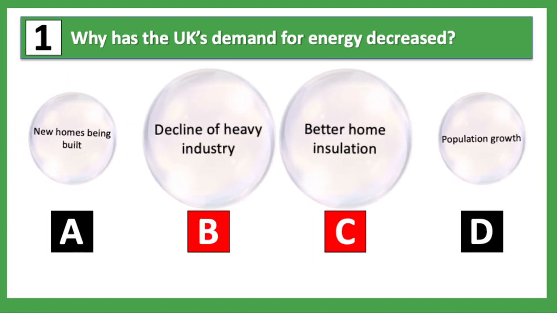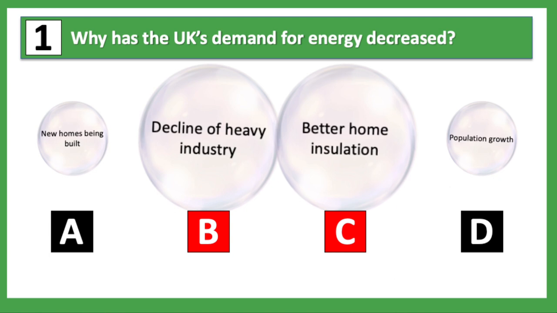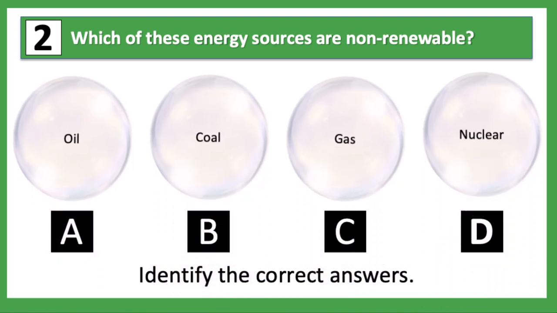Okay, let's reveal the answers. It is B and C, decline of heavy industry and better home insulation. Number 2, which of these energy sources are non-renewable? Is it A, oil, B, coal, C, gas, D, nuclear?